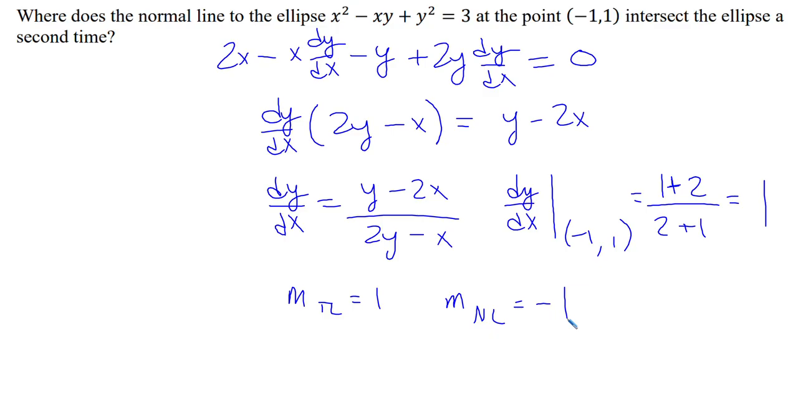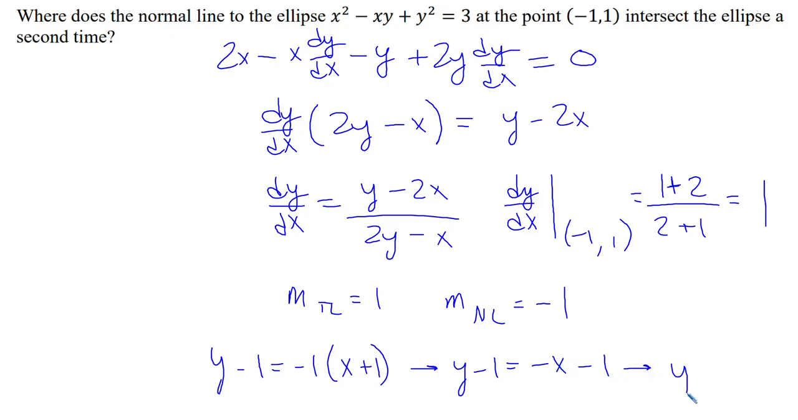And so if we were to write this in a linear equation form, we do y minus 1 equals negative 1 times (x minus negative 1), or x plus 1. And if you distribute that out, you'll see that you get y minus 1 equals negative x minus 1, or just y equals negative x. So the equation of the normal line to that ellipse is y equals negative x.